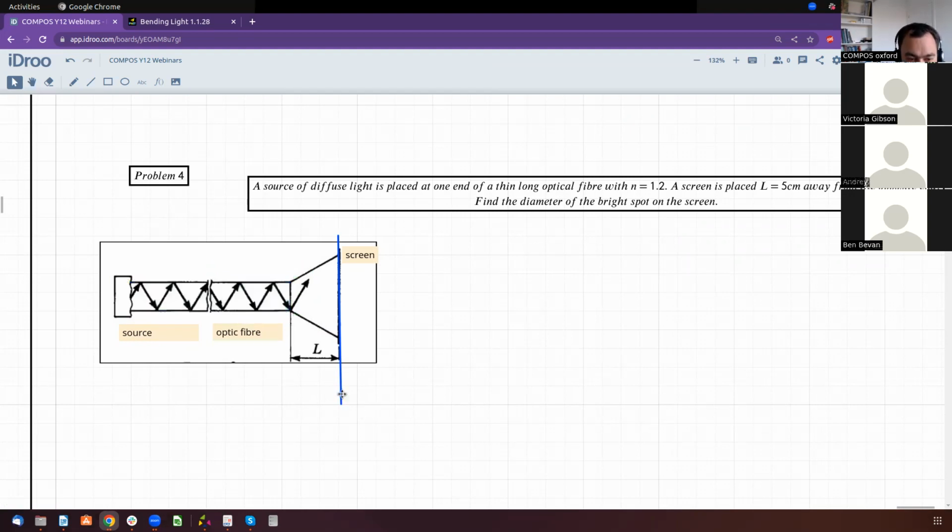How would you approach this problem? So why would there be a bright spot on the screen? What's your idea? Feel free to shout out. Feel free to type. Why would there be a limited bright spot on the screen?